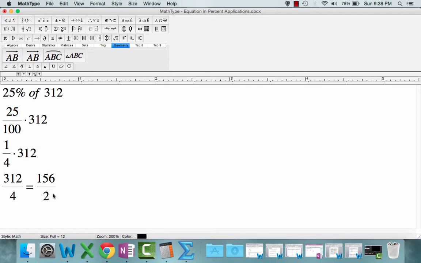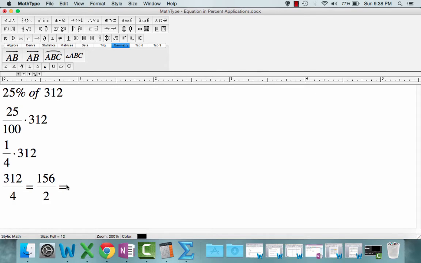And all I did was divide the top and bottom by 2. 4 divided by 2 is 2. And then the top is 312. You might not be able to do that in your head as easily, but half of 300 is 150. And half of 12 is 6. So then I added those two together. And I get 156 over 2.